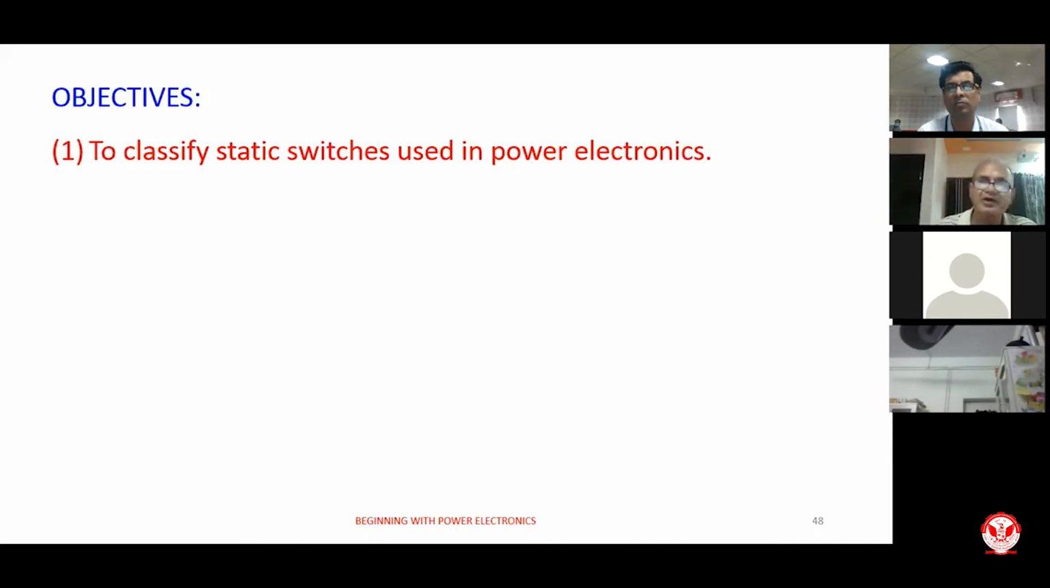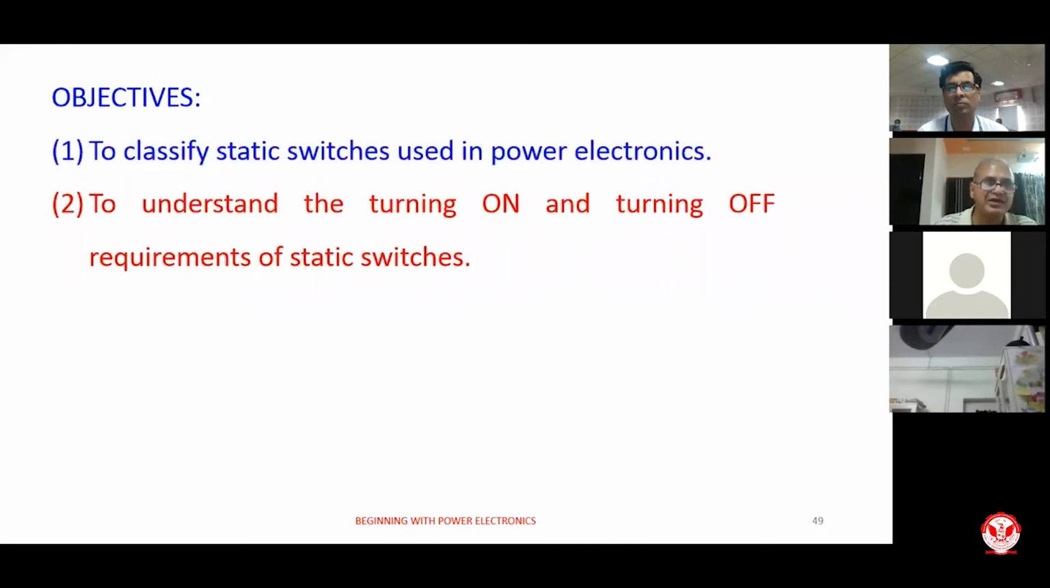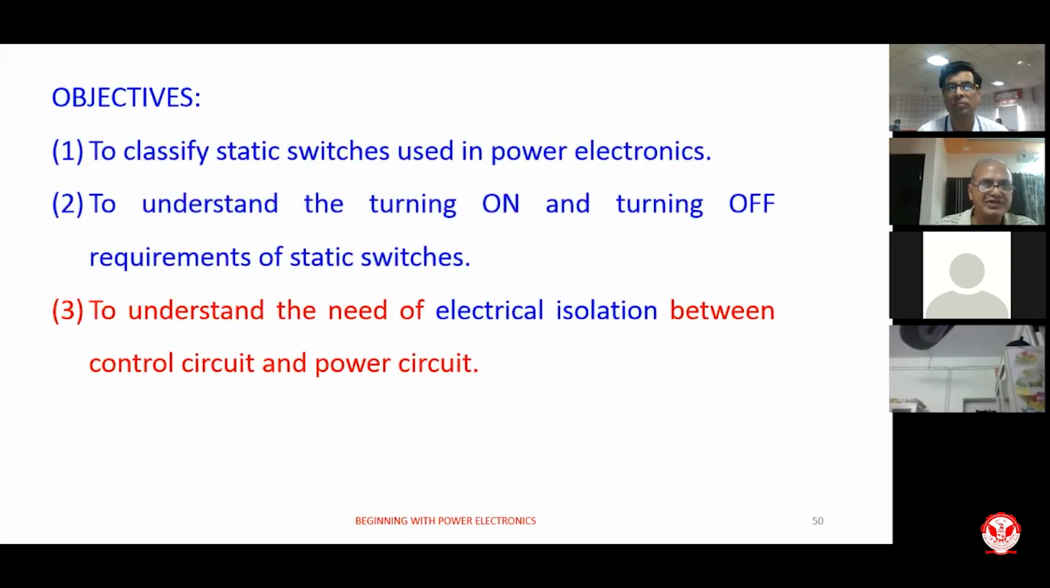Static switches, here we will try to limit our discussion only to the extent of what kind of drivers are required. To understand the turning on and turning off requirements for these static switches, to understand the need of electrical isolation between control circuit and power circuit, this particular aspect is hardly dealt with in any standard textbooks. Whereas when you construct a power electronic converter, this isolation plays a very, very important role. And then one has to depend on the data sheets and application notes supplied by the isolation circuit manufacturer, which I got to understand.